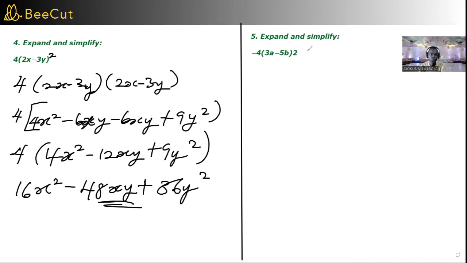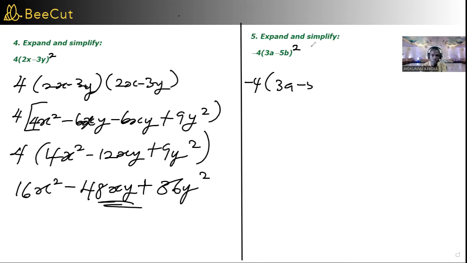No, sir. Okay. So for this other one, there's a square outside the bracket. So I have power of 2 here. That means I have minus 4 into 3a minus 5b squared.